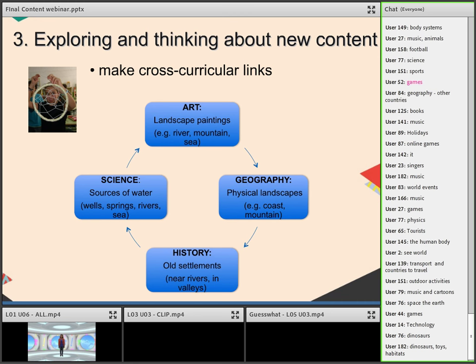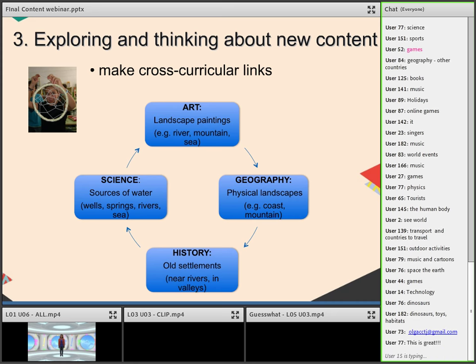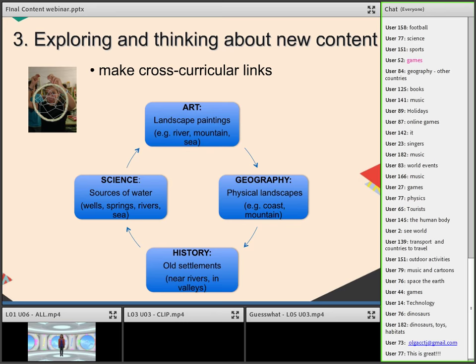But also we can look at art, for example, landscape paintings with the vocabulary river, mountain, sea. Link it to geography with physical landscapes, coasts, mountains, deserts. Link that to history, looking at old settlements, where are they often placed, near rivers or in valleys. And then link that to perhaps sources of water, where we find water, wells, springs, rivers and seas.